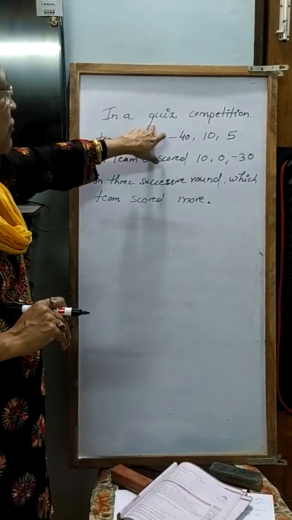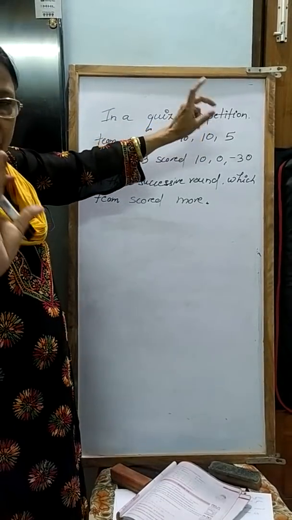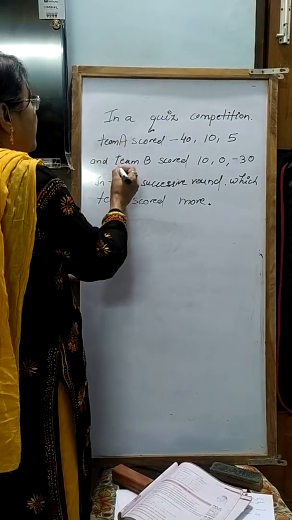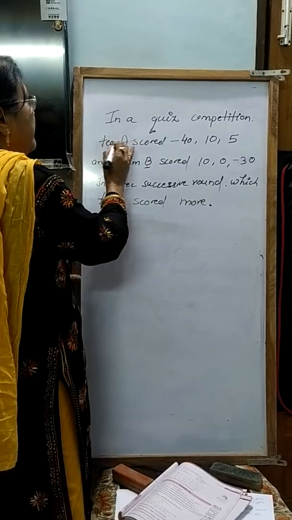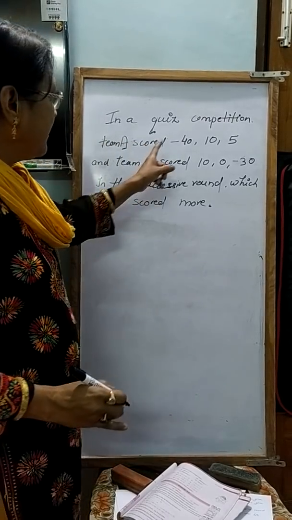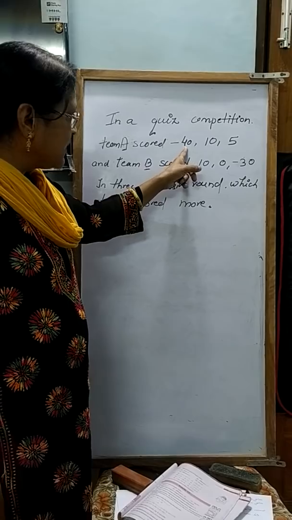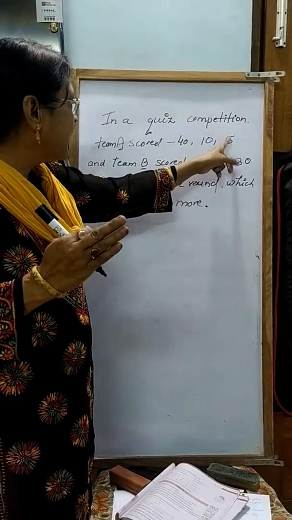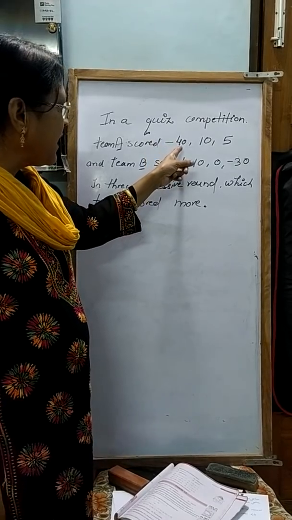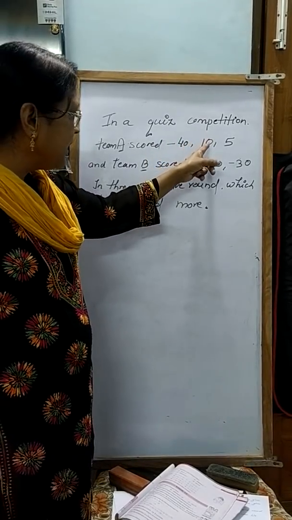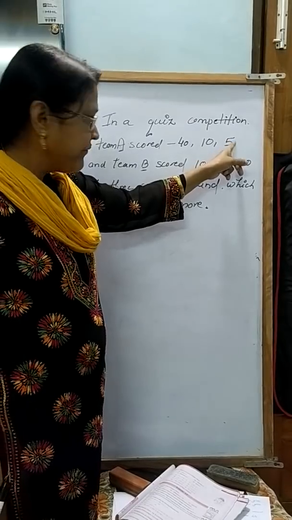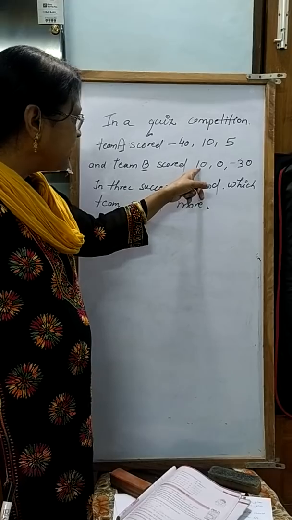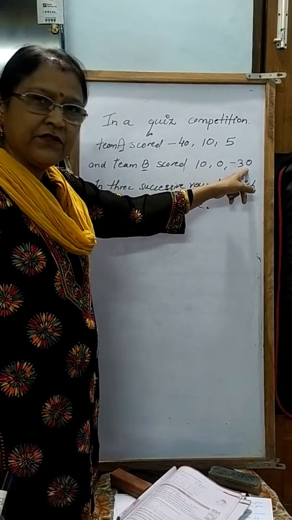In a quiz competition, एक quiz competition हुआ, टीम ए और टीम बी दो टीमें थी. टीम ए को जो मार्क्स मिले -40, 10 और 5. 3 राउंड हुआ. There are 3 rounds in a quiz. पहले में -40, फिर 10 और फिर 5. टीम बी ने जो मार्क्स मिले 10, 0 और -30.